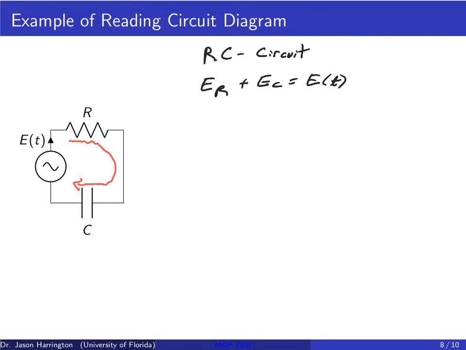So now I just have to convert this into a differential equation. The E sub R is just going to turn into R times dQ over dt plus 1 over C times Q equals E of T. And again, this one is nice and linear, so you'll probably see something of this example as we talk about it. Now let's actually start to do an example.